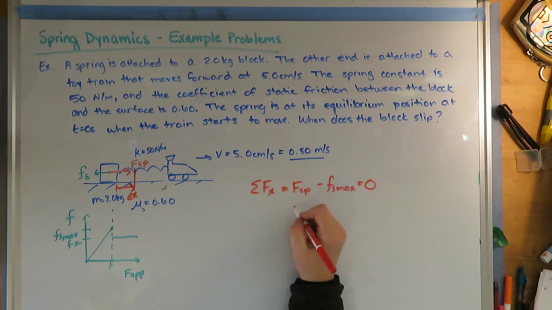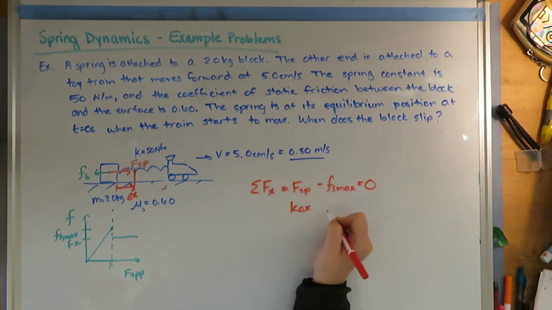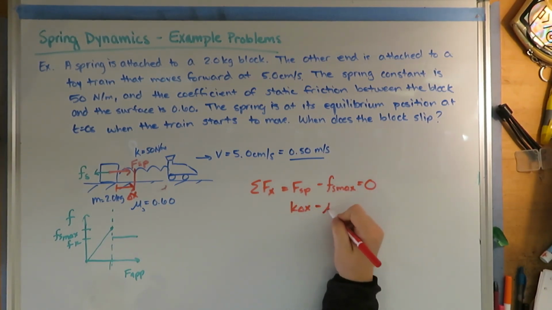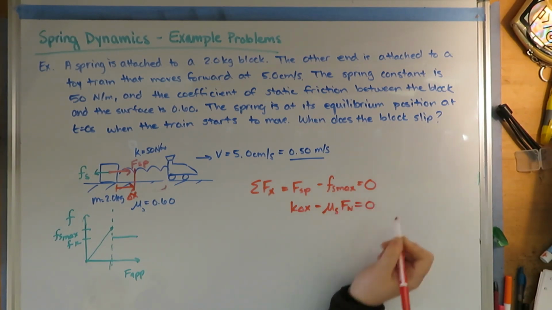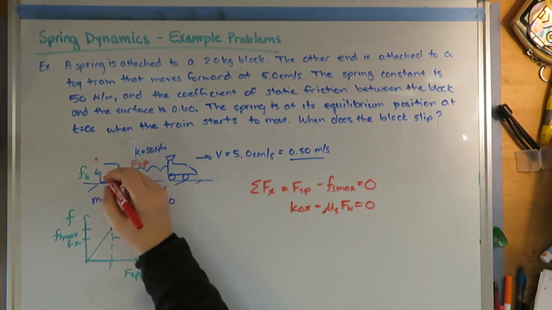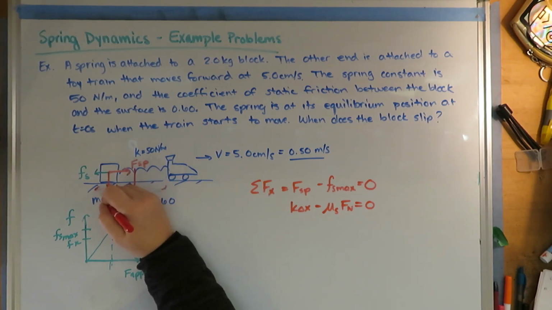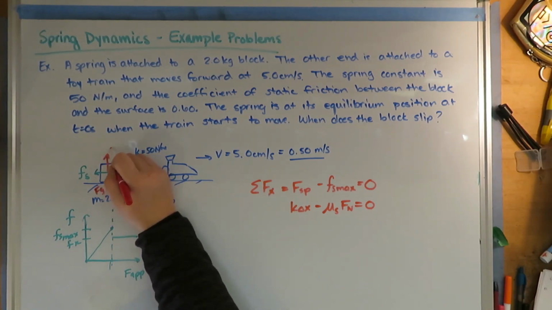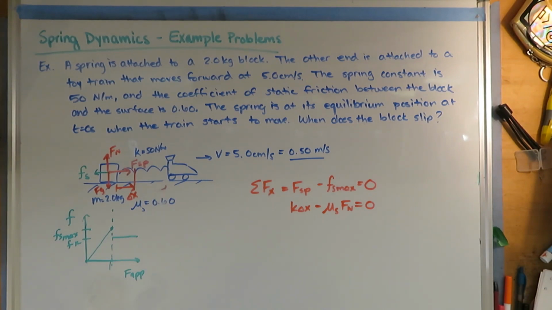So my spring force would be k times delta x in magnitude. My Fs max is mu s times Fn, and that's going to equal 0. My normal force, I'm actually going to have a gravitational force here and a normal force up, but those are going to be equal and opposite. Since we don't have anything going at an angle, that normal force is just going to equal mg.